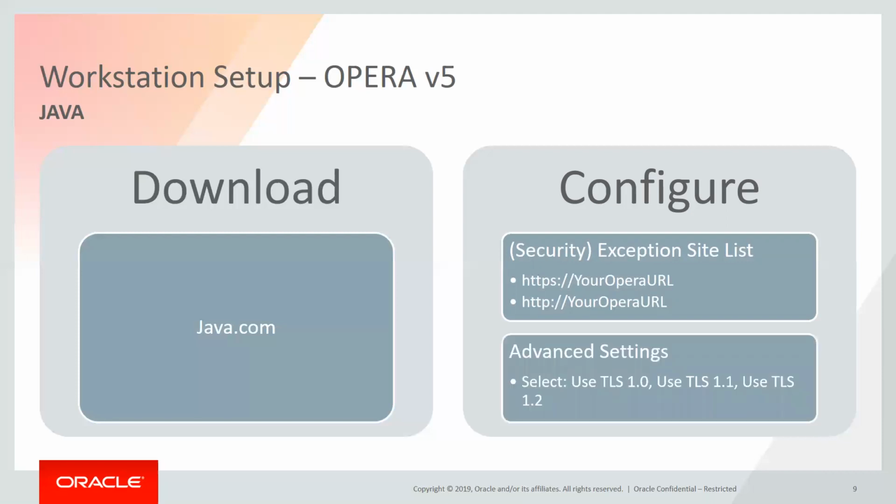Additionally, the Advanced tab will have several settings, of which we must select Use TLS 1.0, Use TLS 1.1, and Use TLS 1.2. There are more settings and checkboxes within the Advanced tab that we might recommend, so please do refer to the full setup guide for the full list. But these right now on the screen are the basic ones.